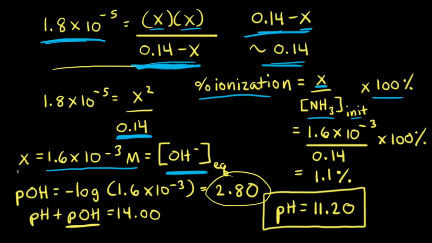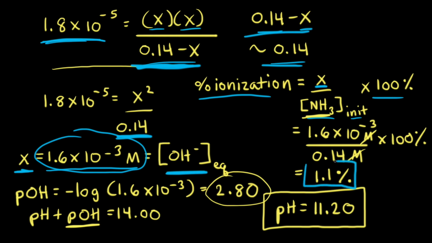So for this problem, X is equal to 1.6 times 10 to the negative third molar. So we go ahead and plug that in here. So 1.6 times 10 to the negative third molar. And the initial concentration of ammonia was equal to 0.14 molar. So molar cancels out, and we end up with a percent ionization of 1.1%. Once you calculate the percent ionization, you need to think about the 5% rule.